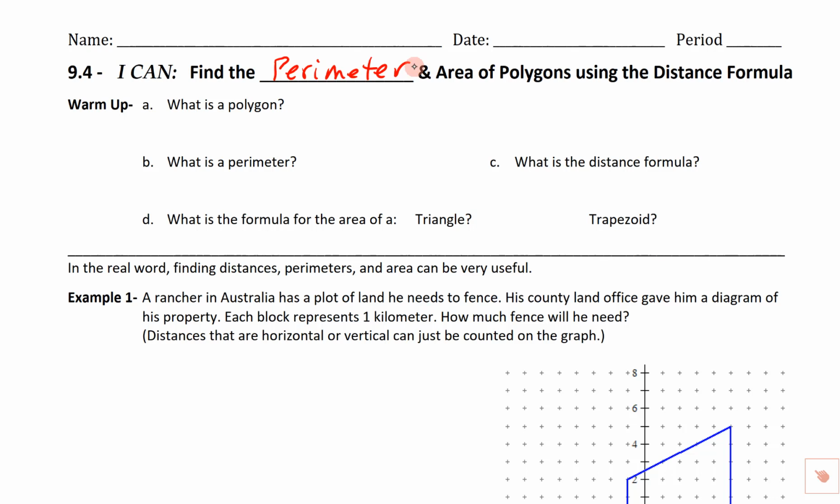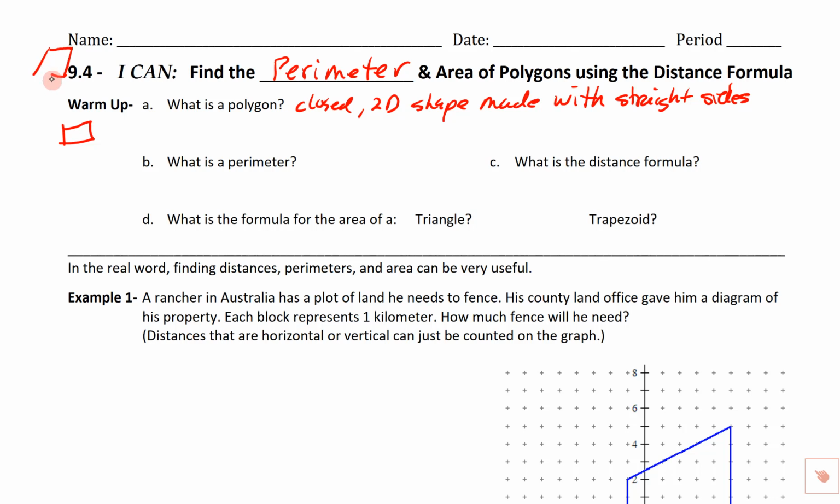We're talking about polygons, so what is a polygon? Well, you may remember that a polygon is a closed 2D shape made with straight sides. So it's got lines for sides. So a rectangle is a polygon. We could make any sort of funky shape we want as long as it's made up of straight sides and it's closed off. That's a polygon.